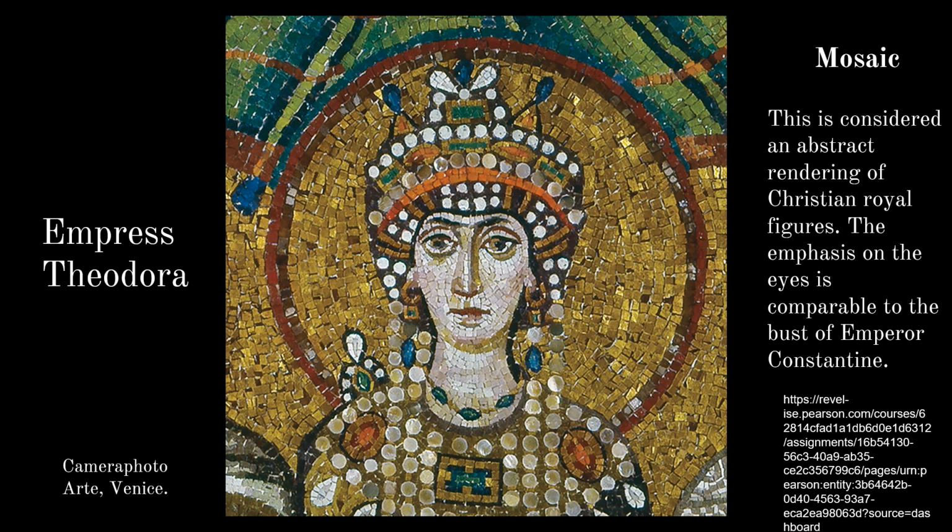This is considered an abstract rendering of the Christian royal figures. The emphasis is on the eyes. This is comparable to the Emperor Constantine busts that I showed previously. In the next slide, I will show that comparison. You can tell that the art really carried on from one piece and into more pieces as they continued to grow.